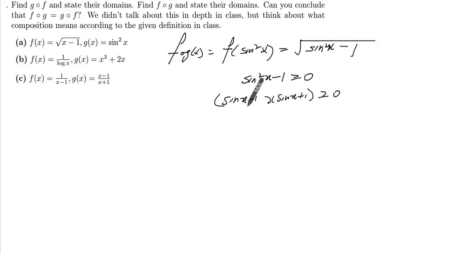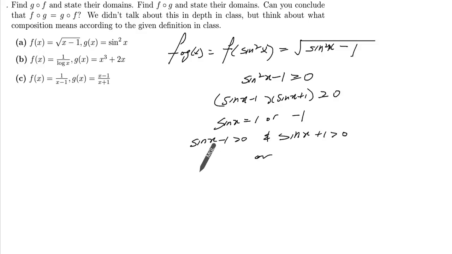Equal to 0 is easy. Equal to 0 is sine of x equal to 1 or negative 1. What about greater than 0? Well, it's either both sine of x minus 1 is positive and sine of x plus 1 is also positive, or they're both negative. So sine of x minus 1 is negative and sine of x plus 1 is negative.